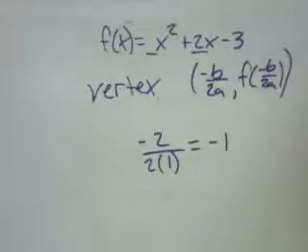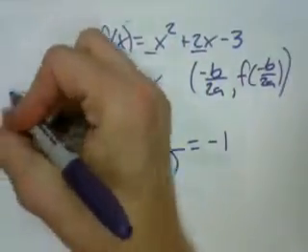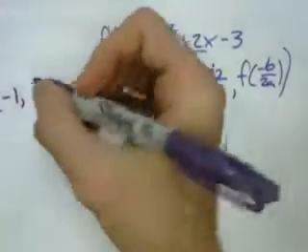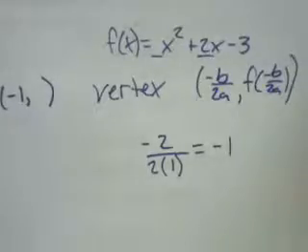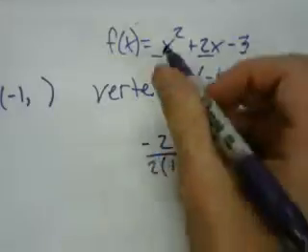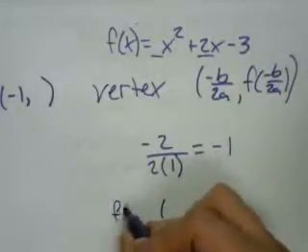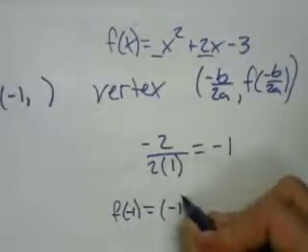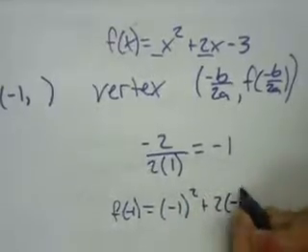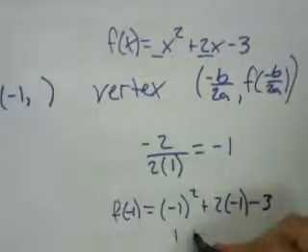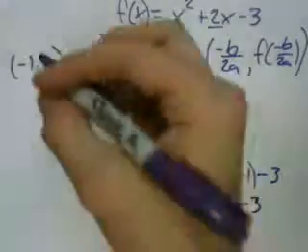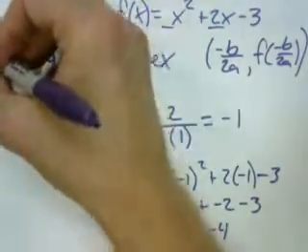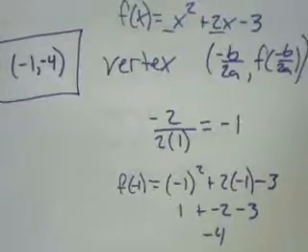Now this is our x-coordinate, so our vertex is going to be negative 1, comma, something. Well, if I have the x-coordinate, I can just plug it into my equation and get the y-coordinate. So I'm going to take this negative 1 and plug it in. f of negative 1 is equal to negative 1 squared plus 2 times negative 1 minus 3. That's going to be 1 plus negative 2 minus 3, which is negative 4. So overall, our vertex is negative 1, negative 4. That is key. That is the vertex.